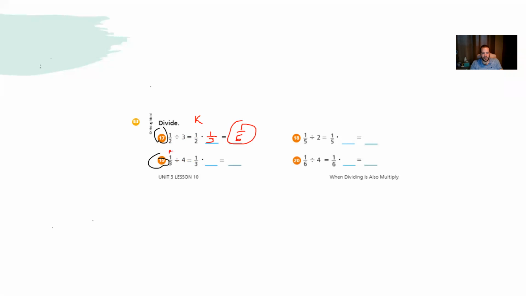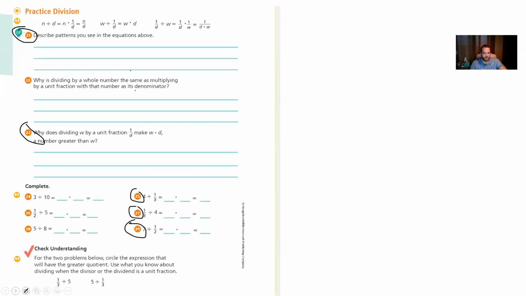And then same thing here. Keep, change, flip. 1/3 keep the same. Change division to multiplication, and then flip the 4. Instead of it being 4/1, it's 1/4. So that total answer is 1/12. And remember, because this is a video, you can always pause it, see if you can come up with the answer on your own. And then when I show you the same answer, you go, yes, I got it. I get this stuff.